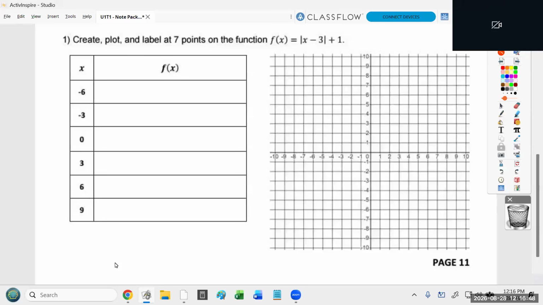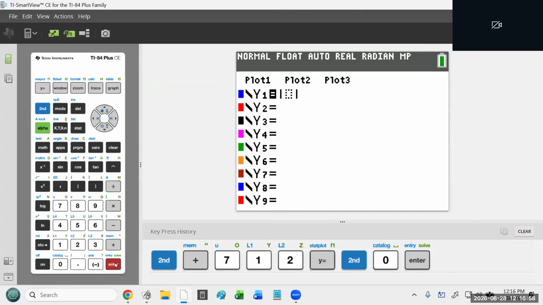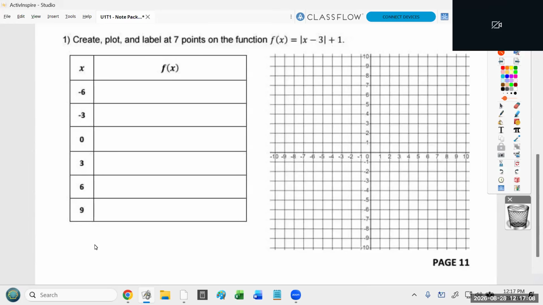Now, I want to type x minus 3 inside the absolute value symbol. I want to type +1 on the outside. It's really simple to do that. Remember, your variable key is right here next to the green button. That's how you get x plus 3. Now, that's the only thing that I want inside the absolute value. I'm sorry, it's x minus 3. X minus 3, the +1's on the outside.